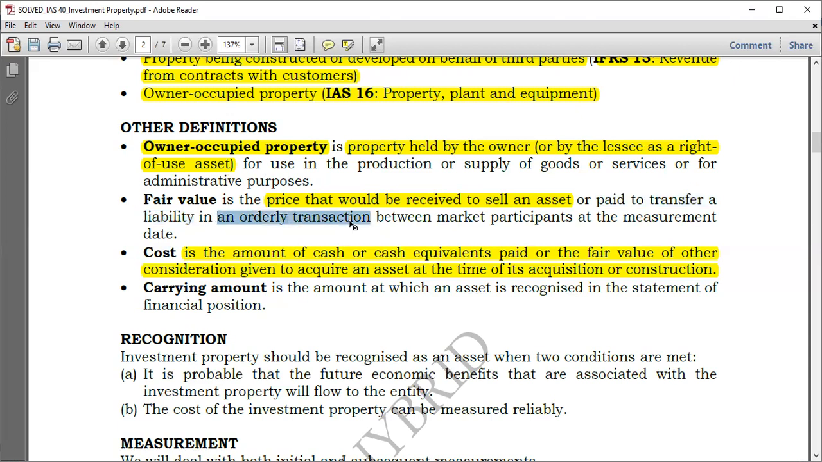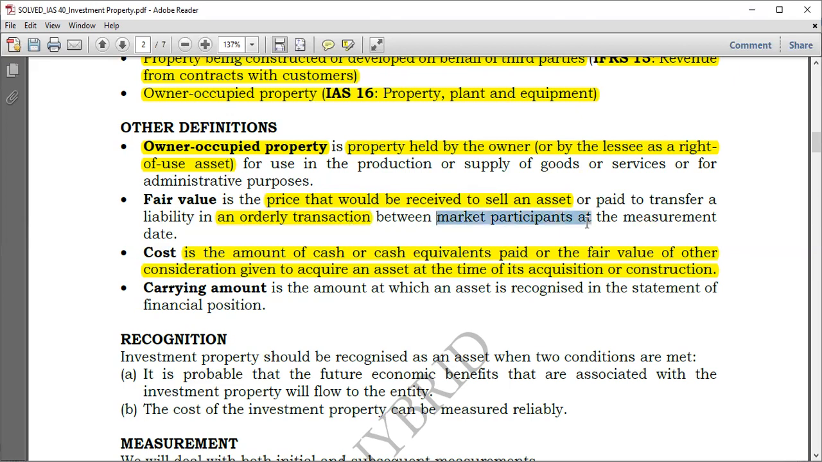In an orderly transaction, that means it's a normal transaction. Do not say that you need to sell something because you have a lot of problems, and you are just selling it out of problems. You could find out that something has a fair value of 10 million, but you sell it at 6 million. That's why we ignore that. In an orderly transaction, the transaction should be normal. People do not have problems, for example.